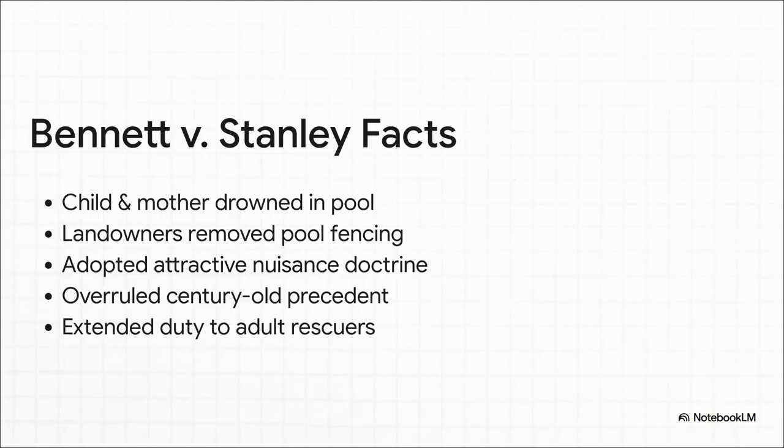Now, the facts of Bennett are tragic. A 5-year-old child and his mother drowned in their neighbor's abandoned swimming pool. The neighbors had let rainwater accumulate to over 6 feet, removed the fencing, and basically let it become pond-like.